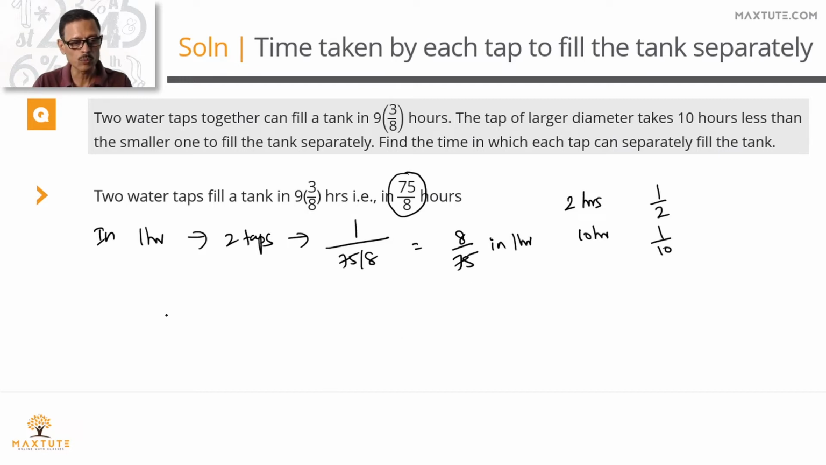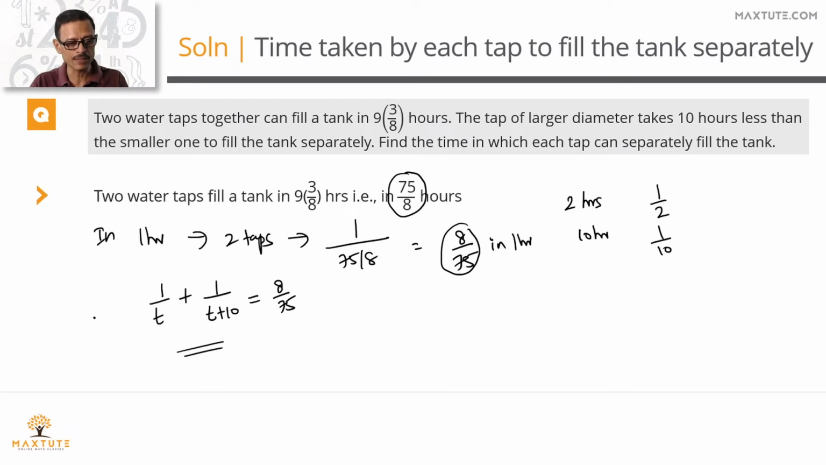We know that in 1 hour, the larger tap fills 1/T of the tank. The smaller tap fills 1/(T plus 10) of the tank. Together, we said they'll be filling 1/T plus 1/(T plus 10) of the tank. Together, we realize that they have filled 8/75th of the tank. Equating these two, we get an equation which is 1/T plus 1/(T plus 10) equals 8/75. This is the equation that we're going to solve to get the value of T.